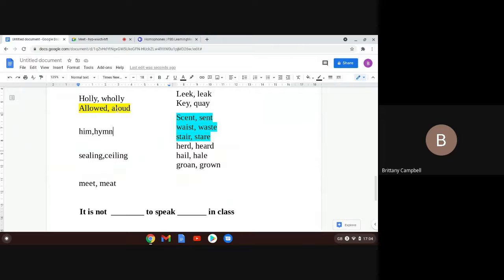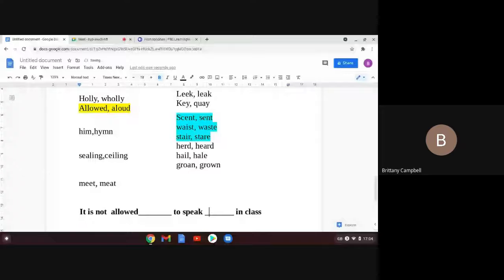ALLOWED versus ALOUD. Looking at the context, it says, it is not dash to speak dash in class. What would we say here? It is not what? Beautiful. It is not allowed to speak allowed in class.